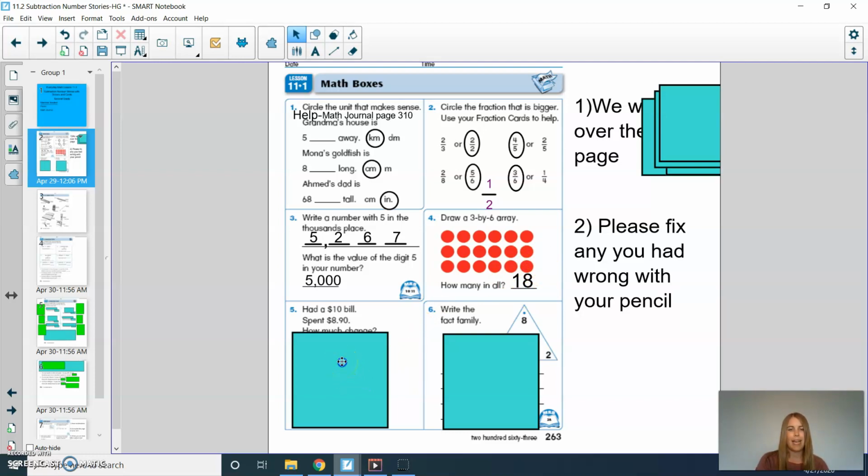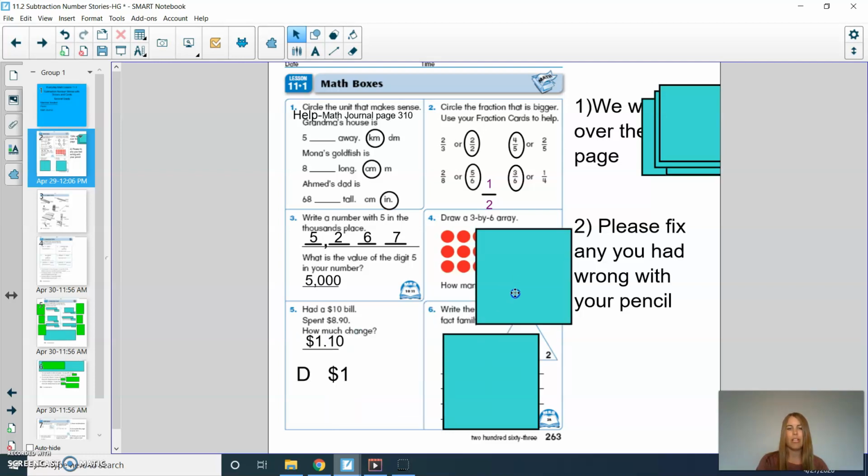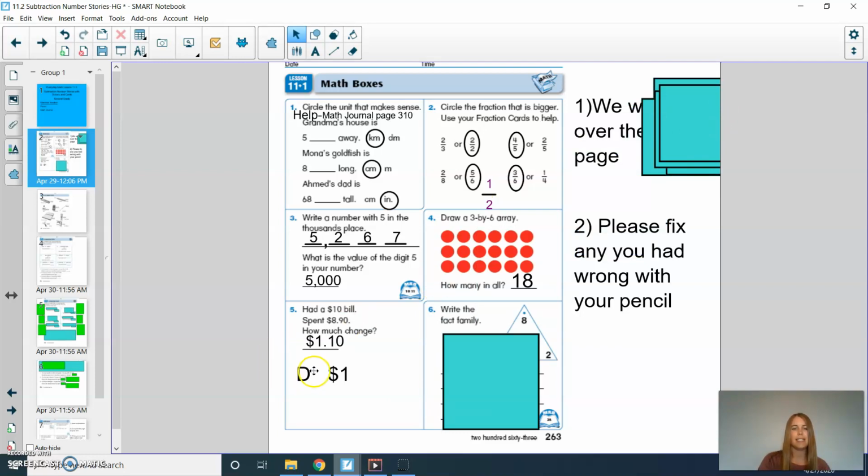If I had a $10 bill and spent $8.90, how much change would that be? Well, if I start at $8.90 and I add a dime, 10 cents, that would get me to $9. Then one more dollar would get me to $10, which gives me a total change of $1.10.